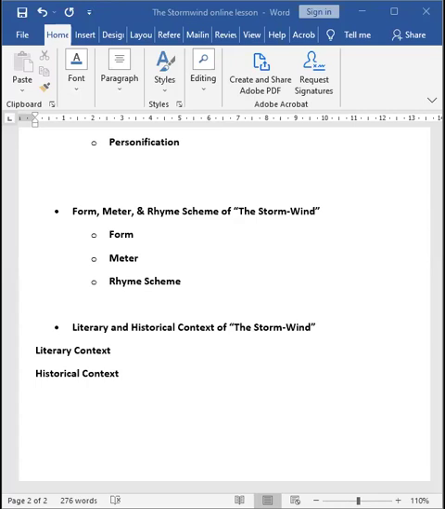Last two things. One is the literary context, and the other one is the historical context. Literary context. William Barnes was many things. He was not only a poet. He was a poet. He was a priest. He was a literary critic. He was a linguist. He was a mathematician. He was born in Dorset, which is in the southwest of England, and he stayed there for the majority of his life. It's likely that Dorset's landscapes inspired the setting of The Storm Wind.